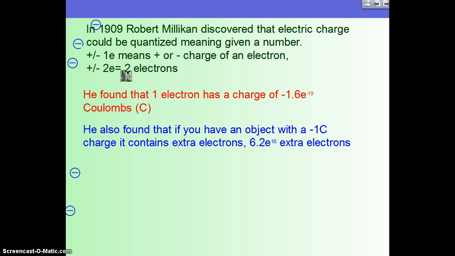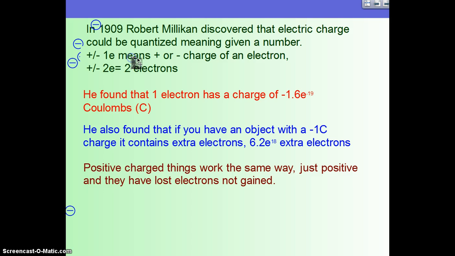He also found that if you have an object with a negative 1 coulomb charge, it contains a whole mess of electrons: 6.2 times 10 to the 18th extra electrons. So if you gather 1 coulomb of charge, you are gathering 6.2 times 10 to the 18th electrons. That's a lot of electrons. Of course, positive things work the exact same way. It's just that they lost electrons instead of gaining them.